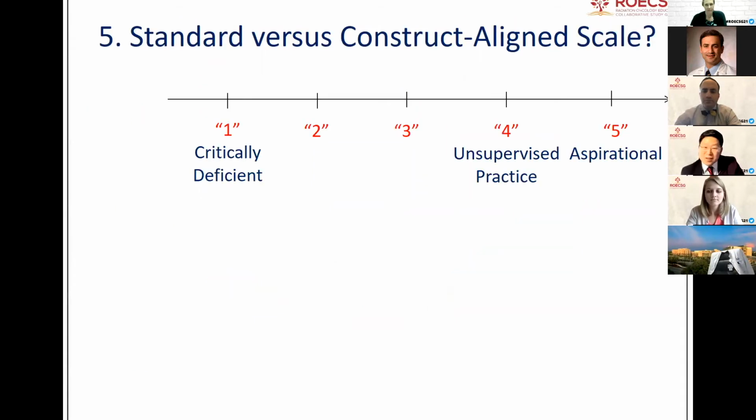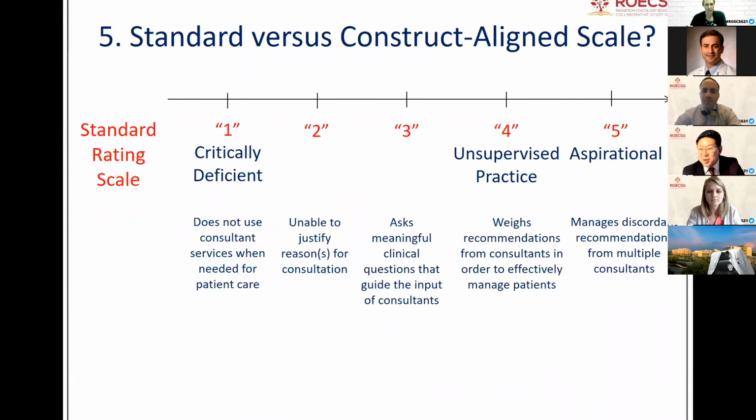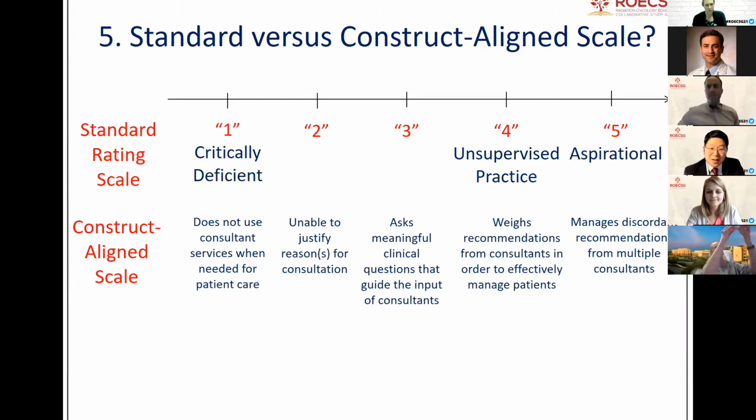Finally, so this is the fifth. For a very long time, there's been a lot of debate in the medical education community around the comparison between these two types of scales. On the top end, you have what we typically call a standard rating scale. This is a scale, as you see here, where they have global anchors, like critically deficient all the way through to aspirational, or another type of scale that's more behaviorally anchored, or what we refer to as construct-aligned scales. There have been many different experiments that researchers have done to test which type of rating scale is superior.